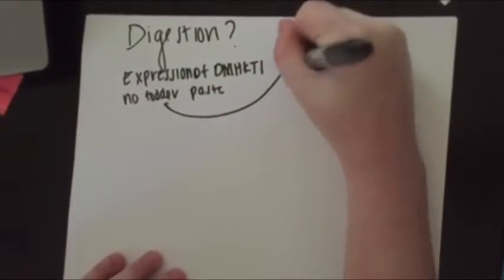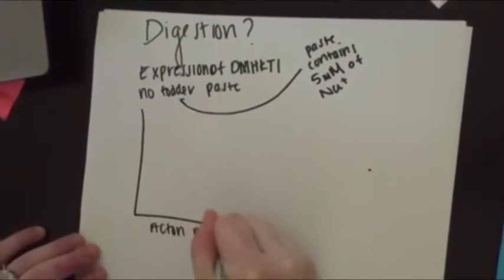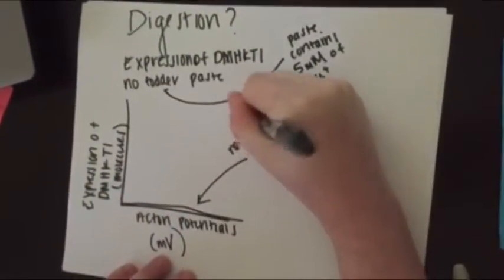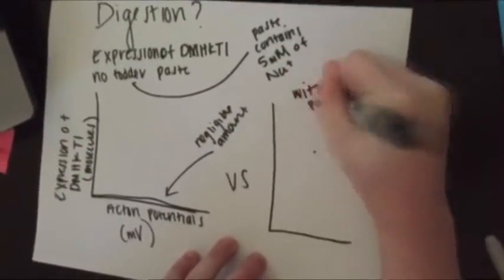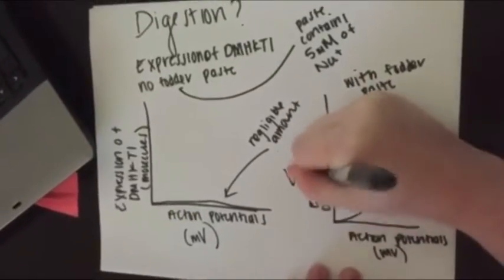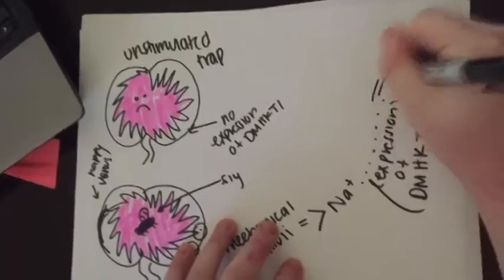The expression of DMHKT1 with no fodder paste but with 3 action potentials applied had no expression of DMHKT1. However, when the stimulus of an insect was applied by creating 50 to 60 action potentials, expression of DMHKT1 increased exponentially. Therefore, sodium is taken up into the glands by the expression of DMHKT1 in the jasmonic pathway. So it can be concluded mechanical stimulus triggers DMHKT1 expression and sodium uptake.